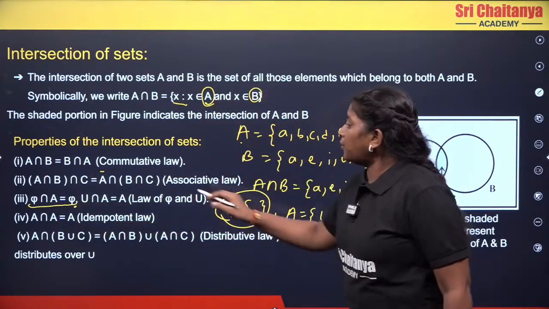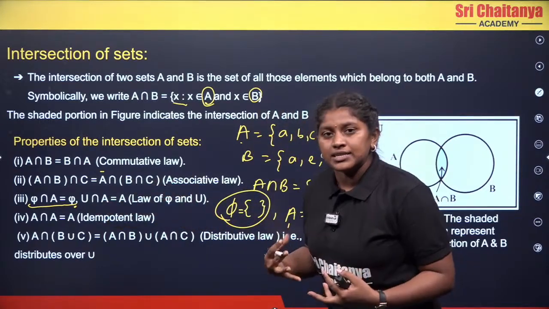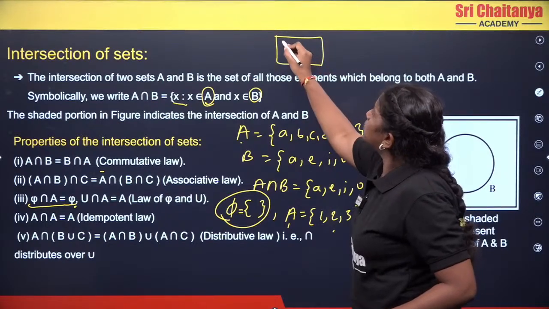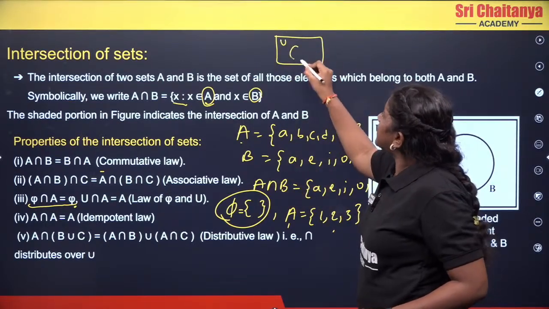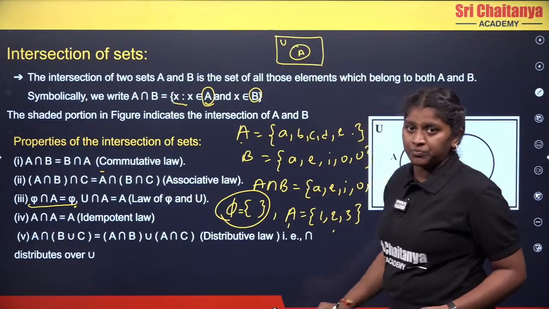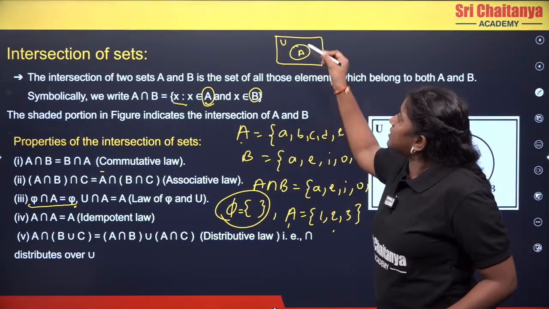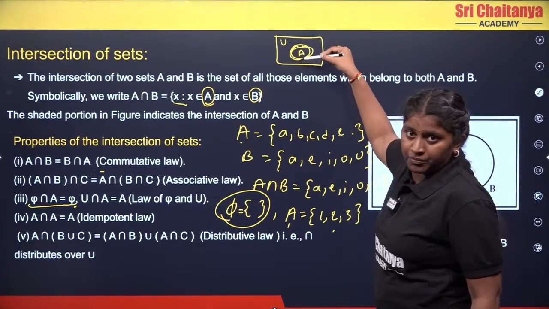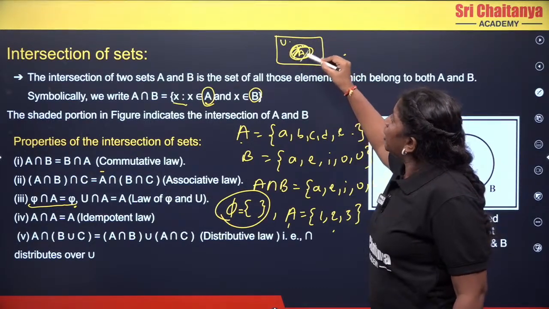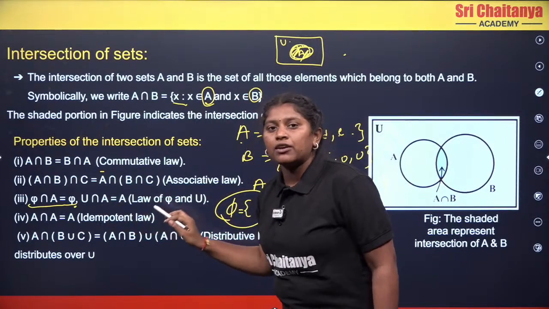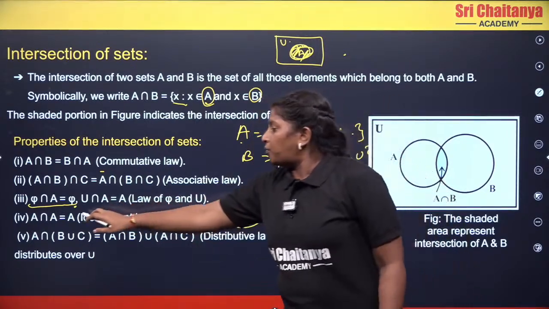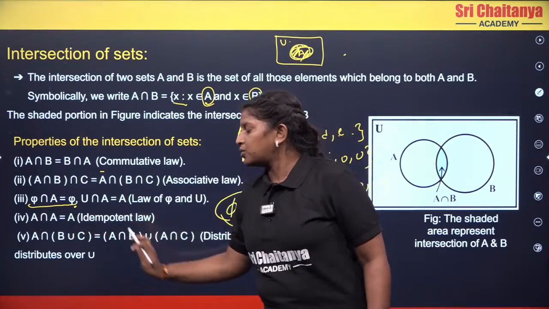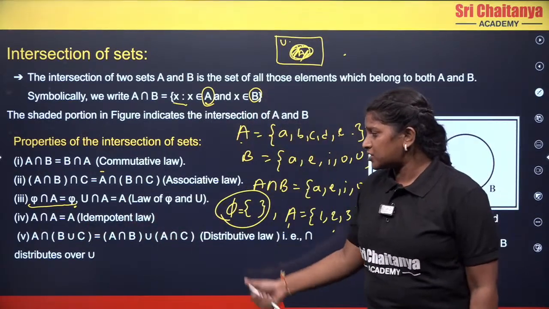Okay, and U intersection A, it means universal set intersection A. If you take an example of a Venn diagram, this is the universal set and just consider that this is A. Now I am taking the intersection between these two. It means A is the common part between U and A. So U intersection A will be equal to A. Now moving to the next is the idempotent law, where A intersection A will be equal to A.